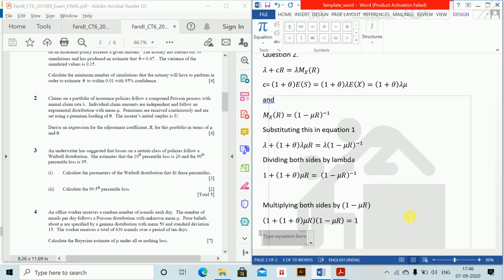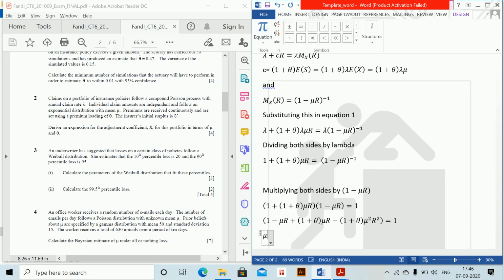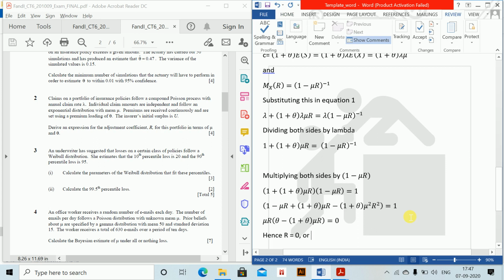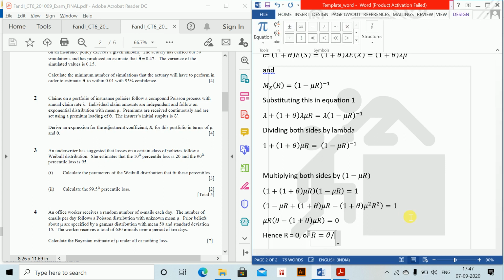So therefore, 1 − μ r + (1 + θ)/μ r − (1 + θ) μ² r² = 1, or (μ r)(θ − 1) + θ... μ r = 0. Therefore r = 0, or r = θ/((1 + θ) μ).